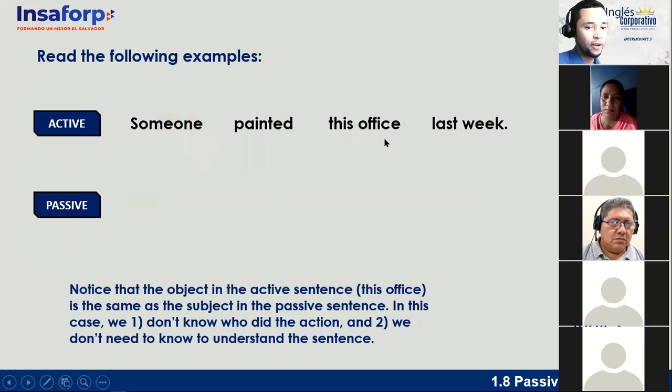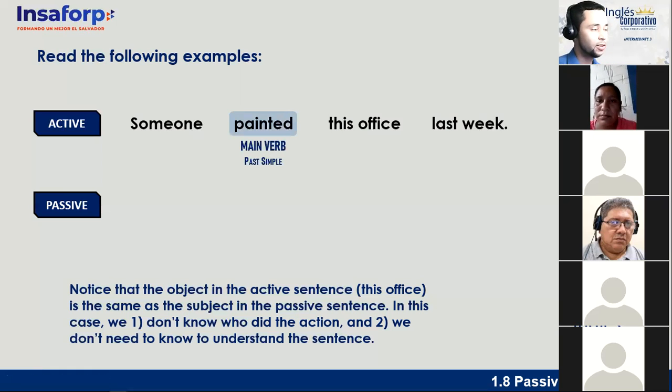Okay. Second example. Someone painted this office last week. What is the main verb? Painted. That's the main verb. Correct. And it's in, oops, made a mistake here. Sorry. This is past. Give me a second. Okay, painted. There you go. It's the main verb and it's in past simple.